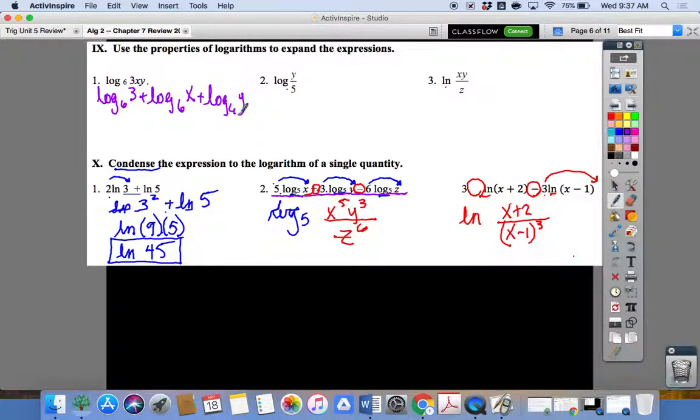And that one's done. All right, so when we get to the next guy, log of y minus log of 5. And then we're going to come over here, and again, if it's multiplied, you're going to put addition. If it's divided, you're going to put subtraction. So basically, if it's in the top, it's positive. If it's in the bottom, it's negative. So ln x plus ln y minus ln z. And you're done with expanding and condensing.